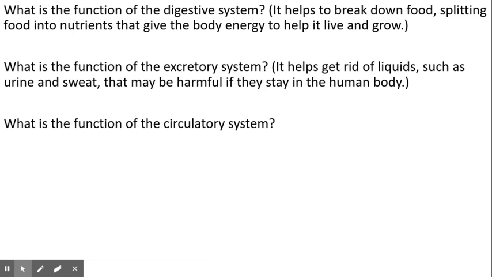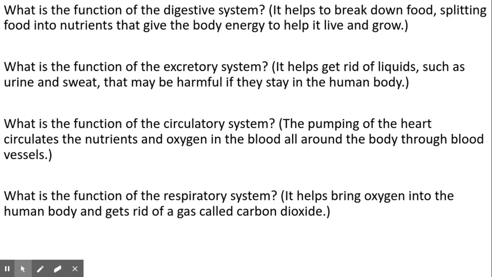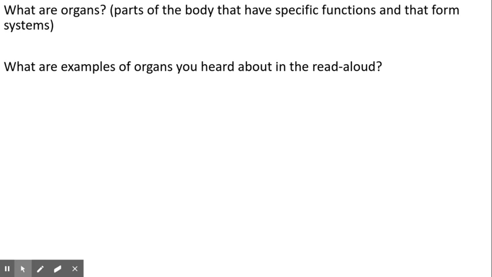What is the function of the circulatory system? The pumping of the heart circulates the nutrients and oxygen in the blood all around the body through blood vessels. What is the function of the respiratory system? It helps bring oxygen into the human body and gets rid of a gas called carbon dioxide. And what are organs? Parts of the body that have specific functions and that form each system.